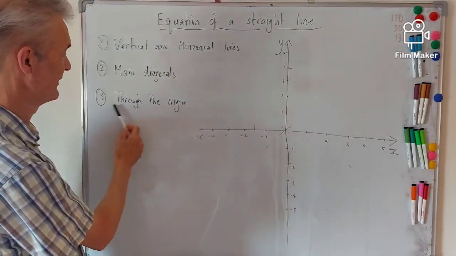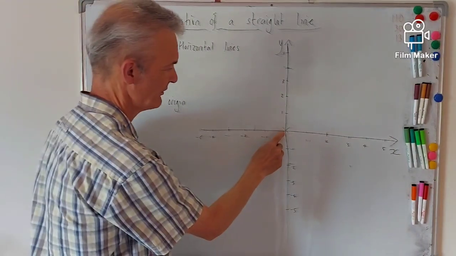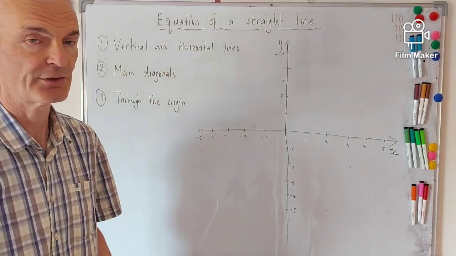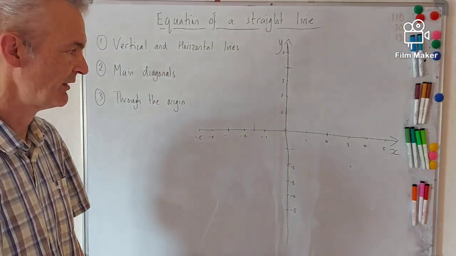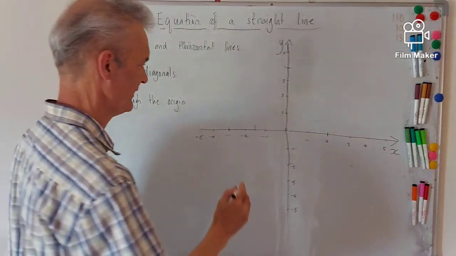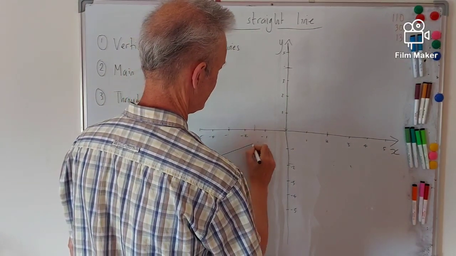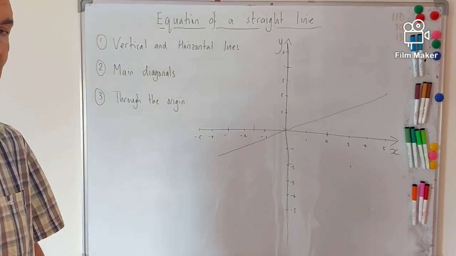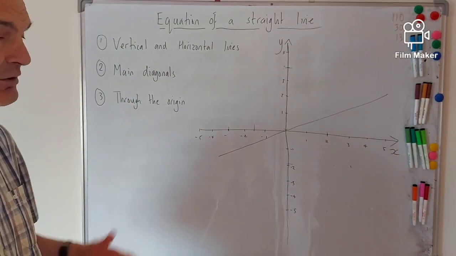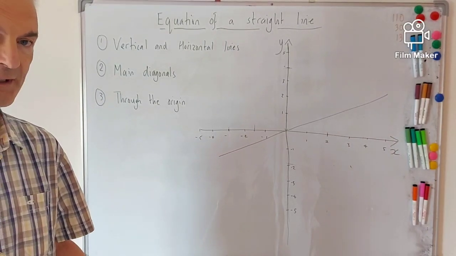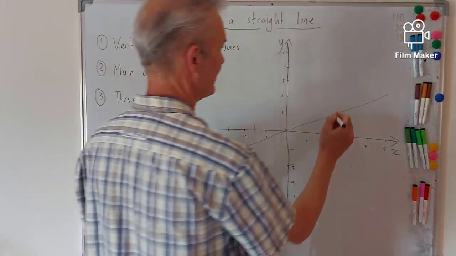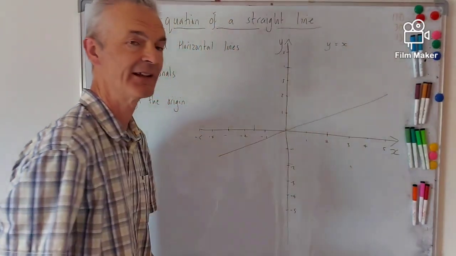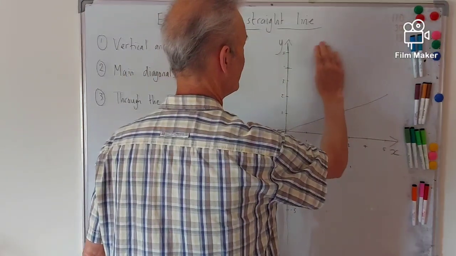Okay, and the last one is lines through the origin. Well, those two that we've just looked at, the main diagonals, pass through the origin at exactly 45 degrees. But what happens if they don't pass through at 45 degrees? So if I have a line that goes through like that, it's clearly not at 45 degrees. So it's clearly not going to be y equals x. So you can't say y equals x for this one. That doesn't work.